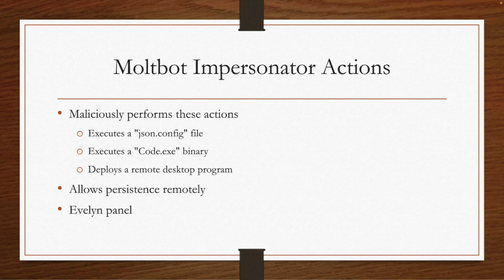So, while we look at this fake Virtual Studio Code extension, what did this accomplish? When opening up the Virtual Studio Code application, the fake extension would maliciously perform these following actions. It would execute a json.config file. That json.config file would then execute a code.exe binary. This would, in turn, deploy a remote desktop program onto the user's PC/device, which would allow remote persistence at all times.